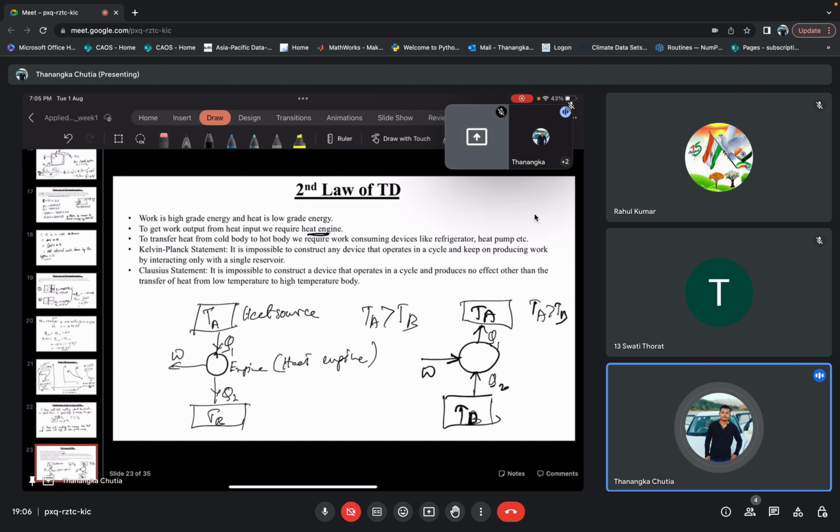Now such work consuming devices are of two types. So this will be my work consuming device. It can be of two types. One is my heat pump and another is my refrigerator. Now what is the difference between a heat pump and a refrigerator? The difference lies there.